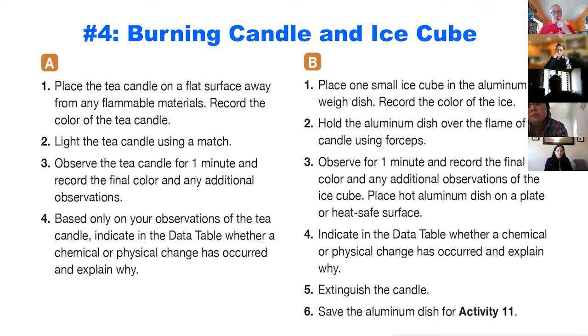So number 4, we're looking at a burning candle and an ice cube. Fairly straightforward. You light the tea candle, and we're looking for whether you can see anything occurring. Again, you're looking for the same things: the production of light, heat, a precipitate, or gases. Are any of those taking place?